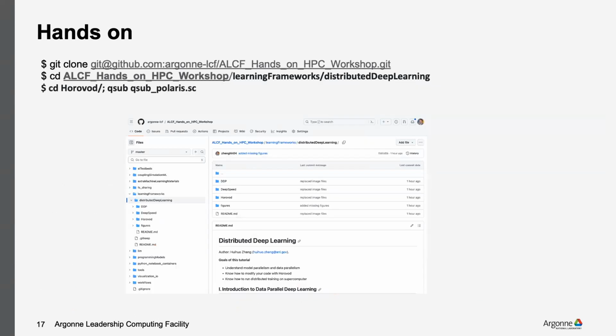Okay, this is the link to the hands-on example I just listed here. You can play with it during the break and then let me know if you have any questions afterwards.